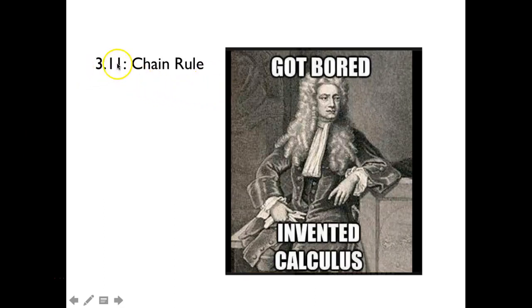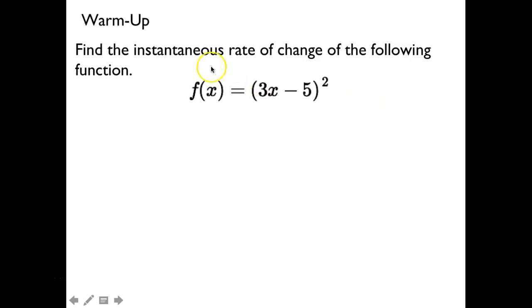Okay guys, today we're doing 3.11, chain rule. Find the instantaneous rate of change of the following function. I'm going to do this in a route that you guys know how to do, and then we will show you how to do it in the chain rule route. Let's do a line down the middle so you can see the two routes.